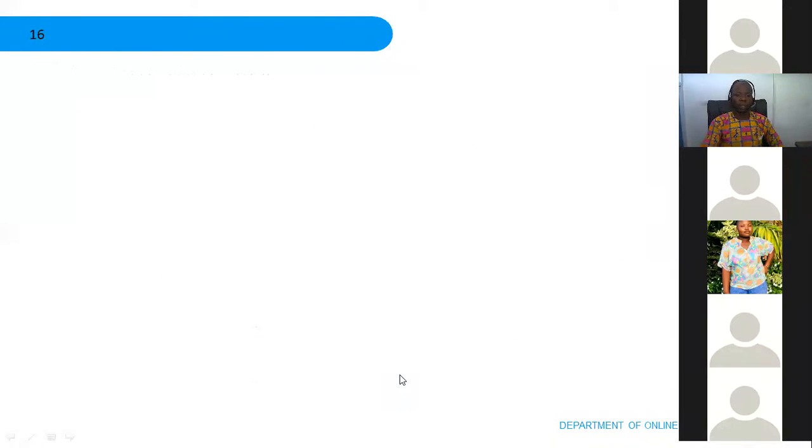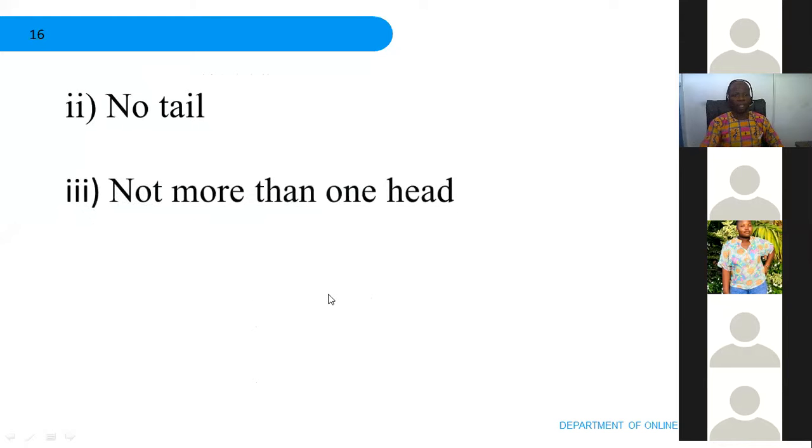The next one: no tail. The one after: not more than 1 head. And then: at least a head. At least, that is, at least 1 head. If nothing at all, if you don't get anything, you must have 1 head.